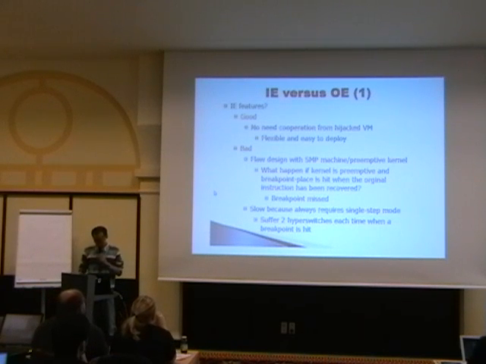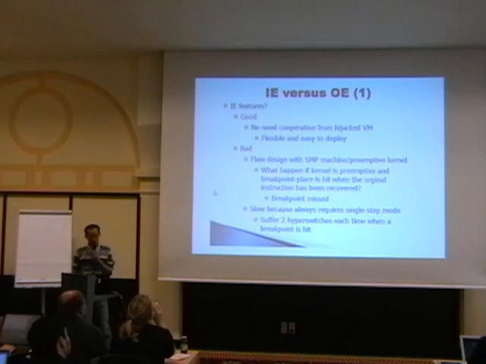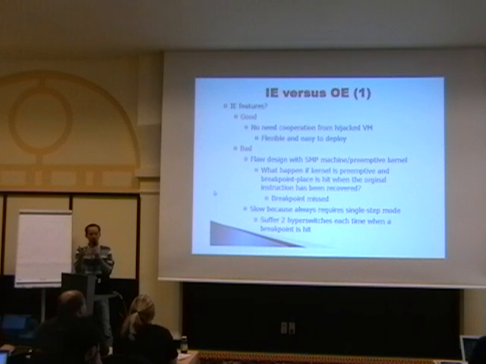Okay, let's compare the inline scheme and the outline scheme. The inline scheme is good because we don't need to insert a kernel module inside the virtual machine to allocate the buffer. The inline scheme doesn't need a buffer, so that means it doesn't need any cooperation from the hijacked virtual machine. Just inject the breakpoint and it works. So it's easy and flexible to deploy.